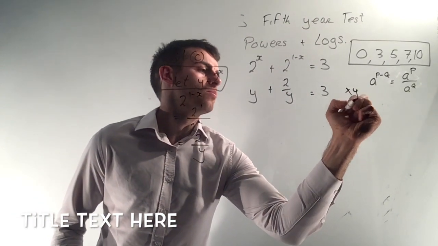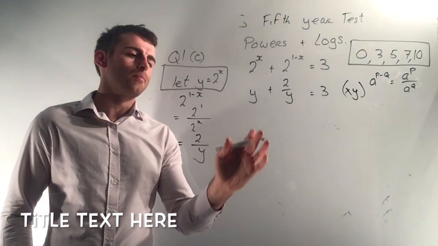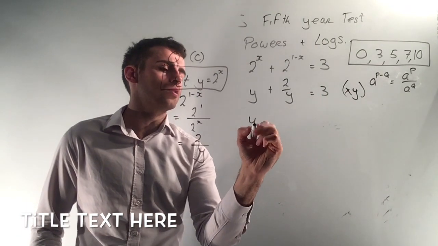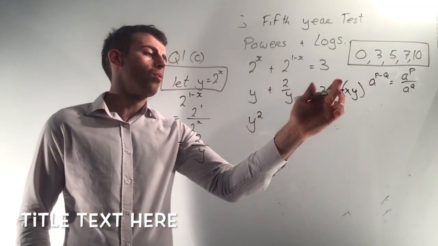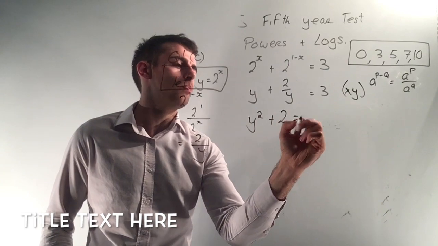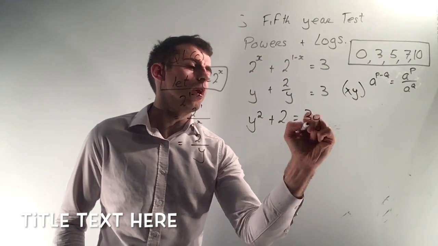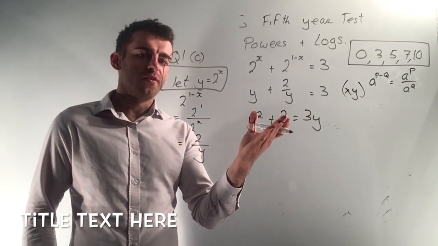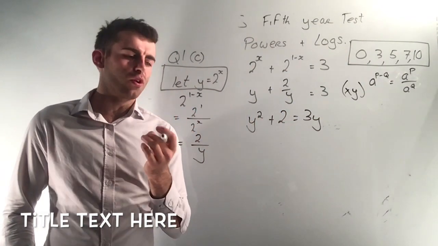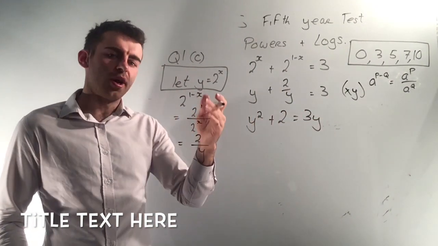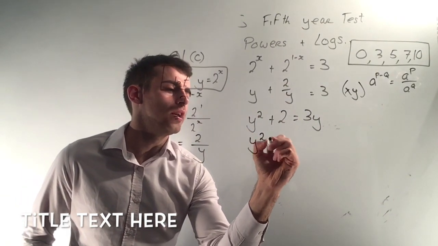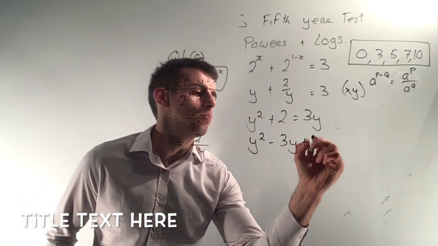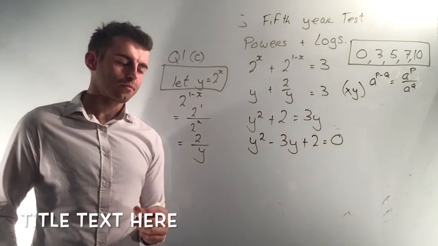So my next line is I'm just going to multiply the whole lot by y. Y multiplied by y is y squared. 2 over y multiplied by y is 2. 3 multiplied by y is 3y. So now I have a y squared, I have a y, and I have a number. So clearly this is a quadratic equation. If I bring my 3y to the other side, I'll get y squared minus 3y plus 2 equals 0.